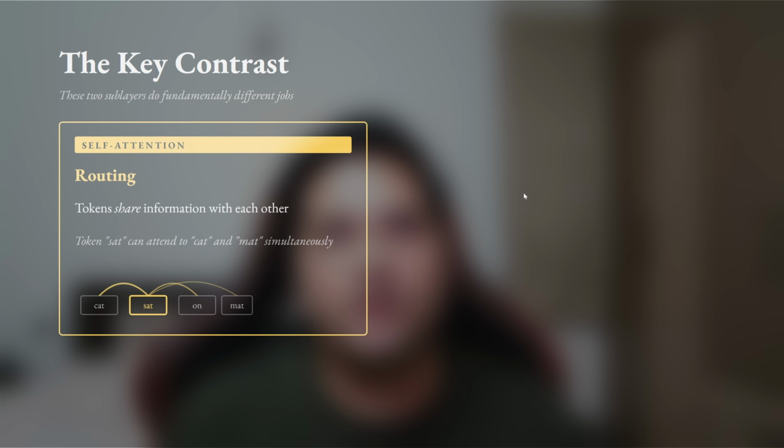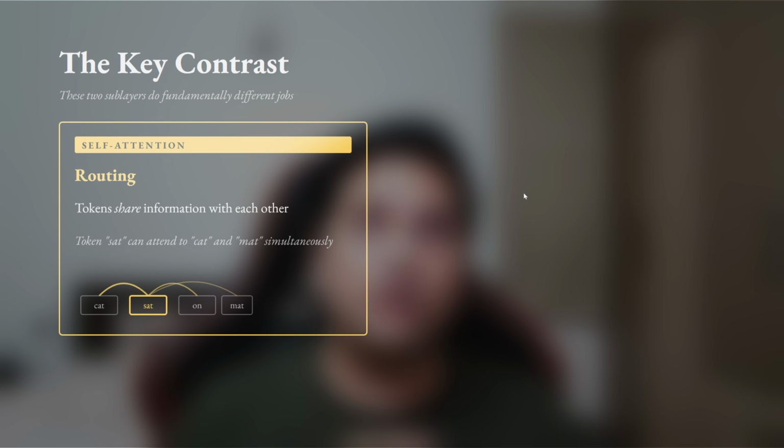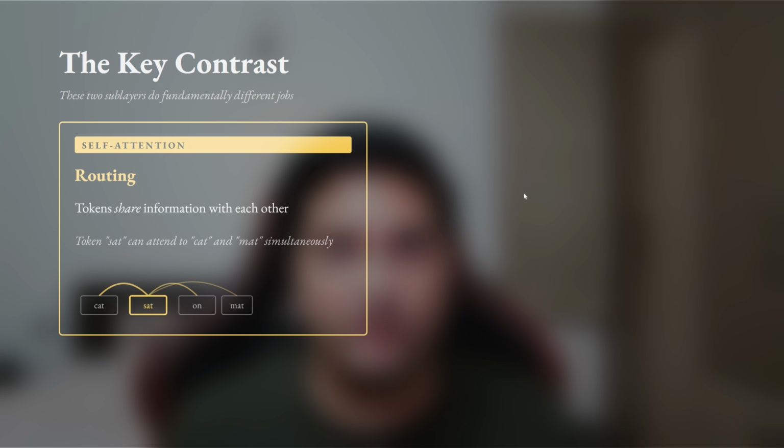We have now seen two sublayers in full detail. Before moving on, it is worth naming the fundamental difference between them clearly, because the difference is what makes the whole architecture legible. Self-attention is a routing system. Its job is to move information from one position to another. When "sat" attends to "cat," it is routing information from the "cat" token into the "sat" token's representation.